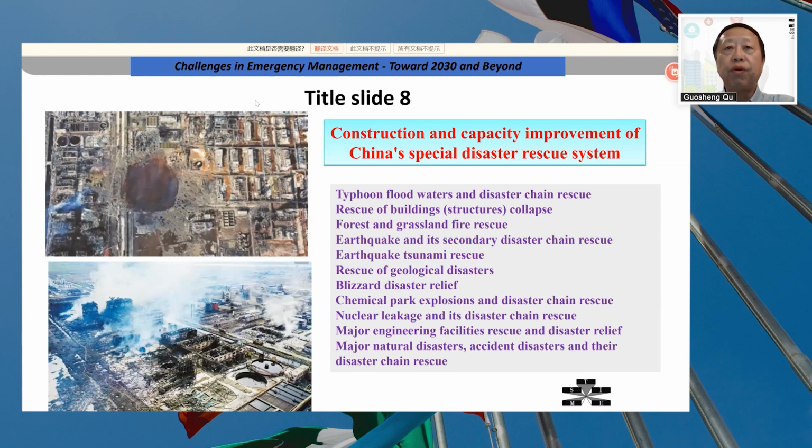So we can focus on the early warning and broadcast for several kinds of disasters. For example, in the construction and capacity improvement of China's special disaster rescue system, we can find the following major disasters: typhoon, flood, waterlogging and disaster chains, the rescue of building collapse, forest and grassland fire, earthquake and its secondary disaster chain, and also earthquake and tsunami. For all of these disasters, we can focus on our early warning and broadcasting system.